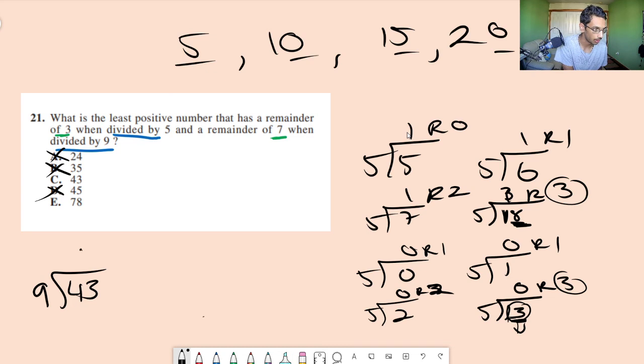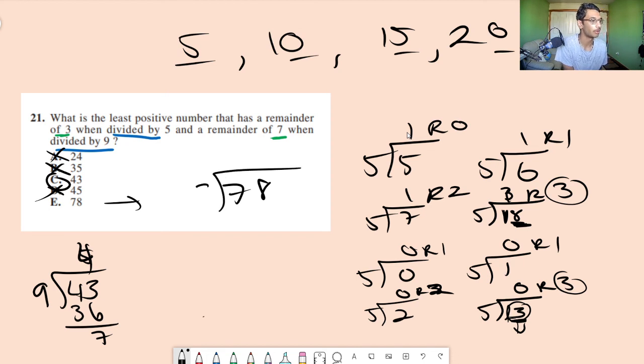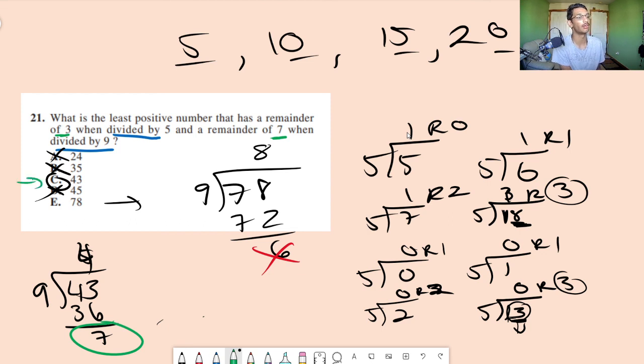It goes in 4 times, 36, sorry, my bad, and 43 minus 36 is 7. So C should be the answer, but let's just check E just in case. 78, we divide by 9. It goes in 8 times, 72, but you get a remainder of 6. And 6 is not what we need, we need 7. So the answer is C right there.